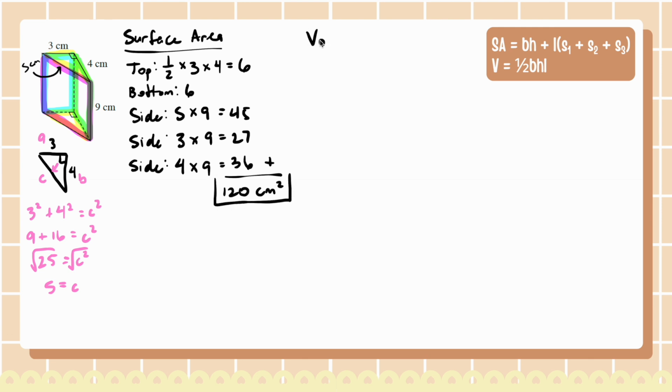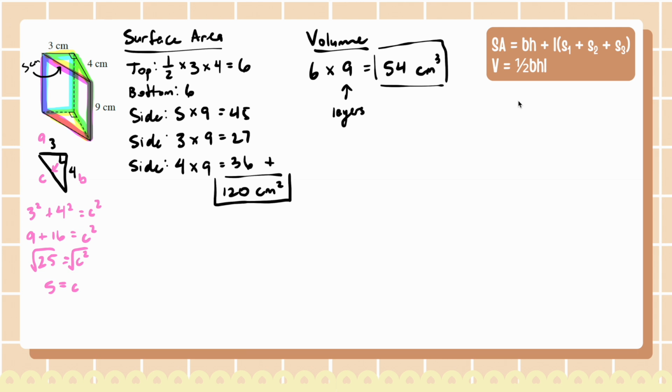All right, let's move on to volume. So for my volume, I want to take the area of my triangular base, which I know is either the top or the bottom, so it's 6. And I want to multiply it by the number of layers I have. So in this case, it's 9. So here's the number of layers, or the height of the prism. 6 times 9 gets me a total of 54 centimeters cubed. And that's my volume.